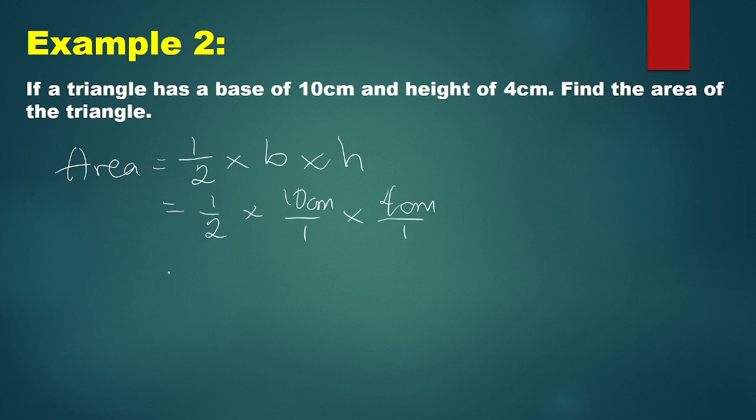If I multiply all the numerators, 1 times 10 times 4, that's just 40 centimeters squared, divided by 2 times 1 times 1. That's 2. So 40 divided by 2 is simply 20 centimeters squared. So this is the area of that triangle.